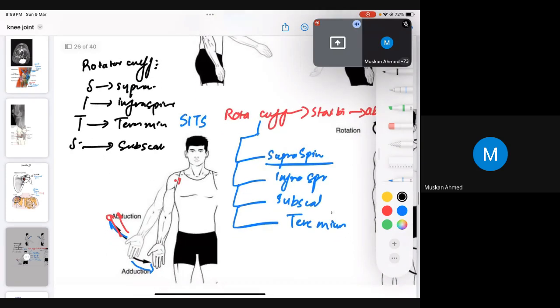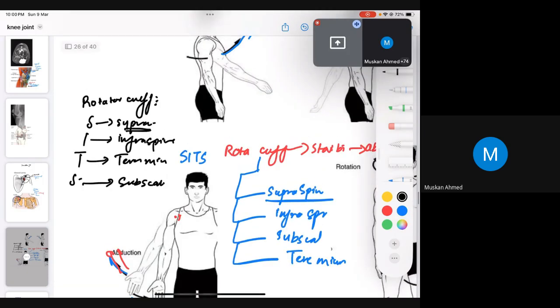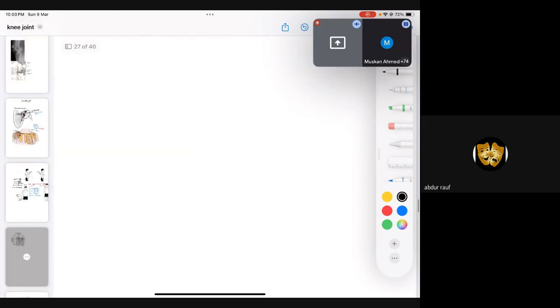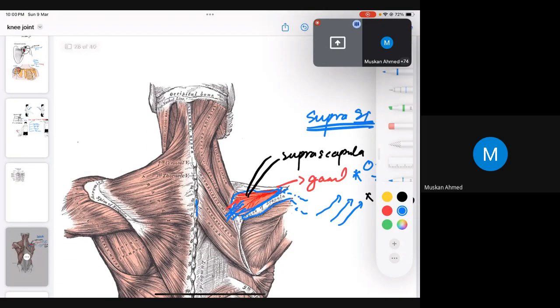Can you tell me the function of supraspinatus? Why do we call it supraspinatus, first of all? Because it is present above the spine. This is the spine of your scapula, not your own spine, right? So we have the spine of the scapula, and above that we have supraspinatus.